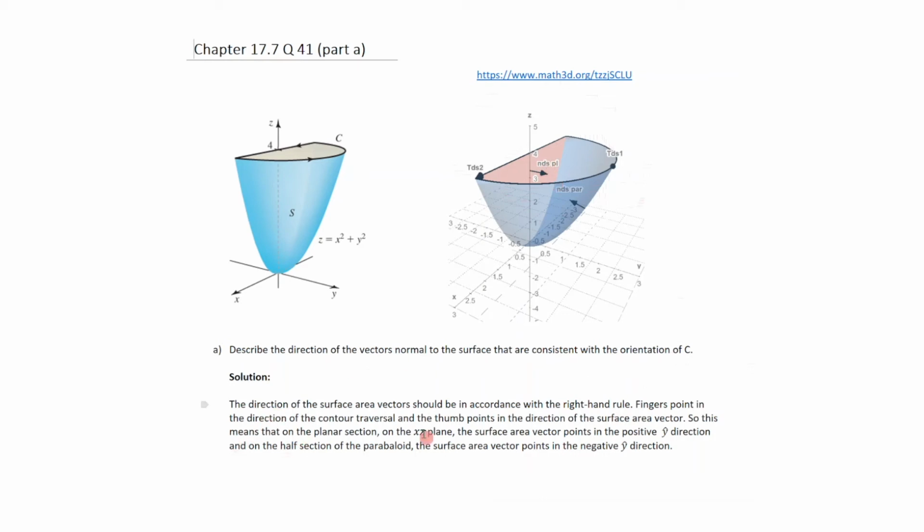So this is just a summary. The direction of the area should be in accordance with the right-hand rule. Fingers point in the direction of the contour traversal, and the thumb points in the direction of the surface area vectors. So that means for the planar section, on the xz plane, the surface area vector points in the positive y-hat direction, and on the half section of the paraboloid, the surface area vector points in the negative y-hat direction. It's important to know that because when we do the actual calculation of the surface area vectors, we have to check that y-hat in one case is negative and in the other case is positive.